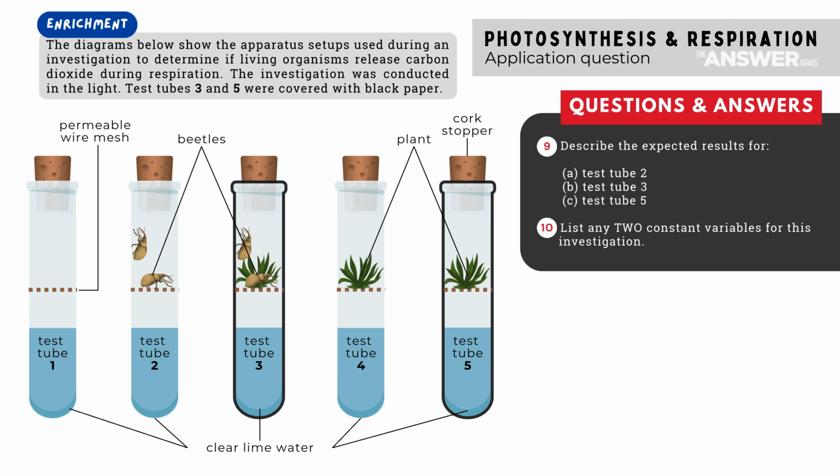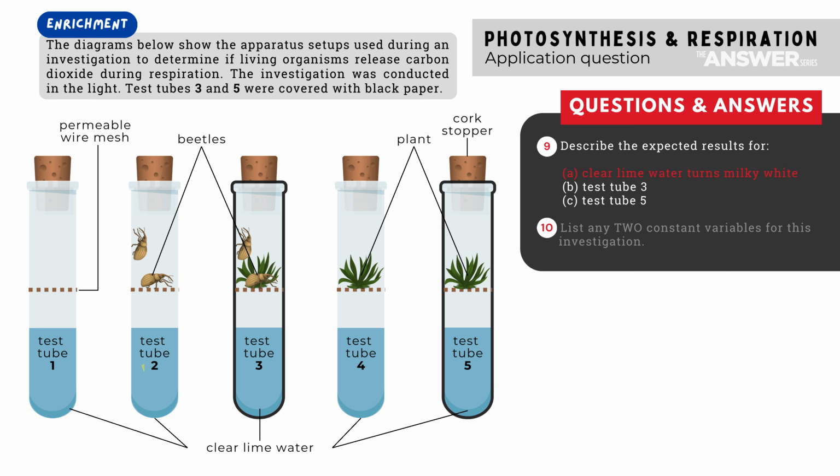Then the last 2 questions, 9 and 10, pause the video here, try to answer the questions yourself before going through them together. Question 9 asks you to describe the expected results for test tubes 2, 3 and 5. Now the question says that you need to describe the results in the test tube, which means that you don't have to provide long sentences of reasoning, you just need to describe what you would see. In other words, what would you see in the color of the lime water?